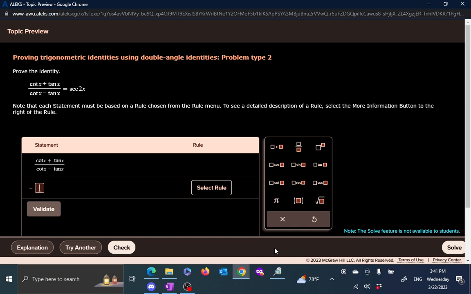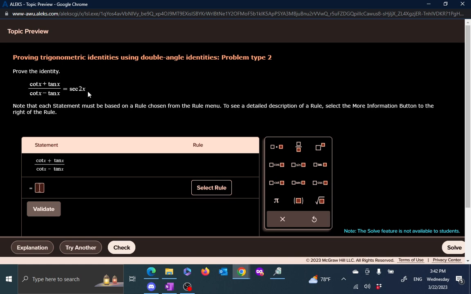Hi, welcome to Precalculus. The topic today is proving trigonometric identities using double angle identities, problem type 2. This is a continuation of the previous lecture. We have some slightly more sophisticated identities to prove using double angle identities. So how do we think about these types of problems?